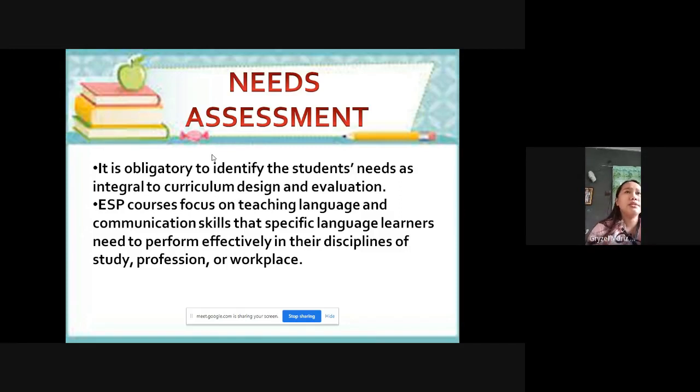Like for example, in law students, they have what we call stenography. They are using stenography as their language. When we were talking about language, we were not just talking about the oral, but also the written. When we were talking about the language, this is how they are using the language in their specific course.